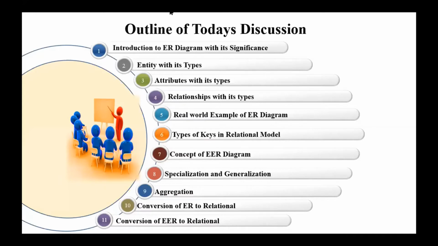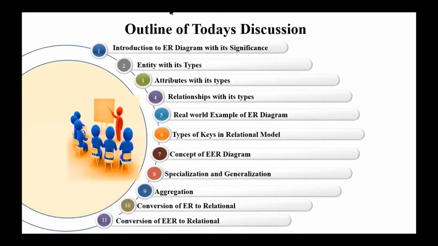There are three components: entity, attributes, and relationships. We will see what the different types of entities are, what the different types of attributes are, what relationships exist between the attributes, and what the different types of relationships are. Okay. Then we will see a real world example for ER diagram. Suppose you are given one problem definition, then how to draw the ER diagram with different symbols in it. We will be seeing it.